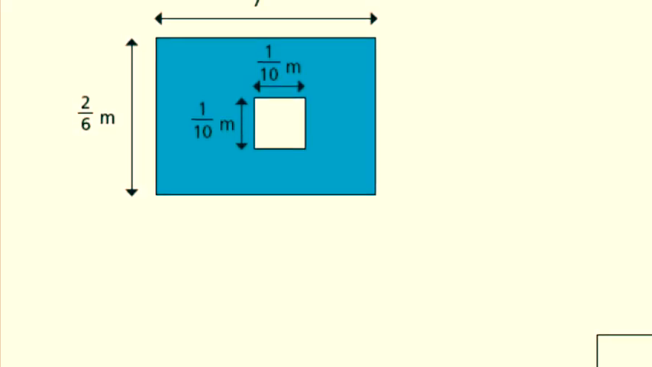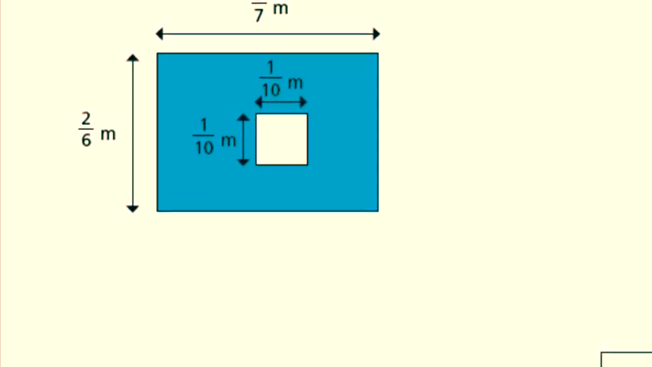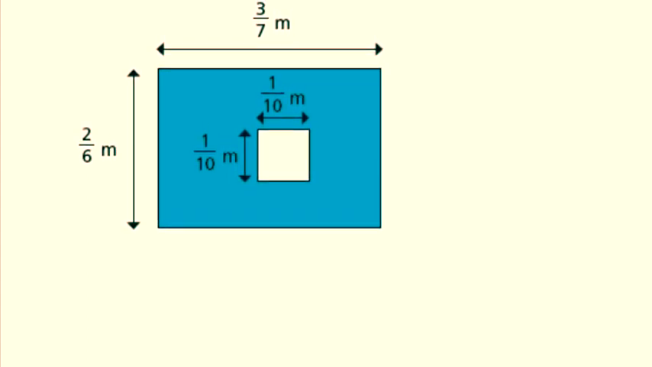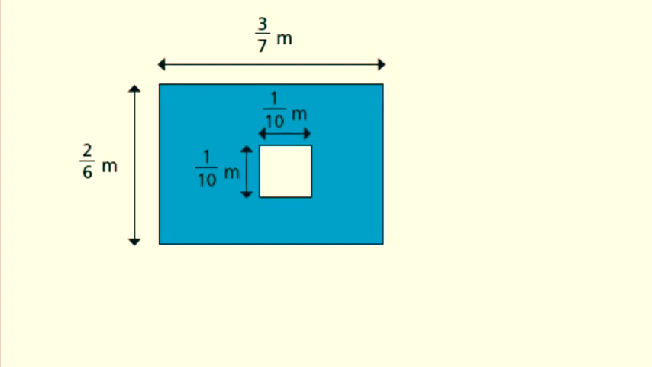So here is multiplying fractions in action. We've got to find the area of the blue shape. So we need to find the area of the rectangle, then find the area of the square, and then take that area of the square away from the rectangle. So let's have a go.